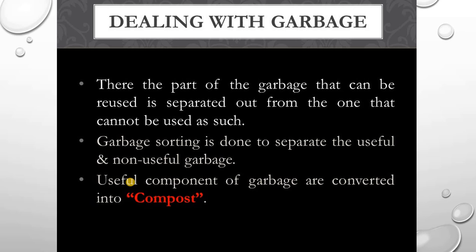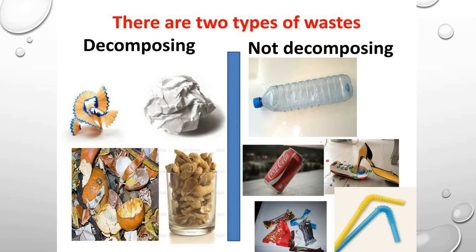Okay. Now, the separation of useful part of the garbage can be done in our home ourselves. It is also done at a garbage dump by people called rag pickers. Okay, now as I said to you, there are two types of waste. One is the decomposing and another one is the non-decomposing.